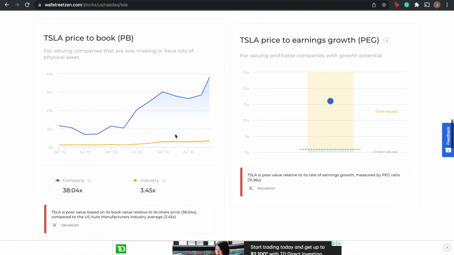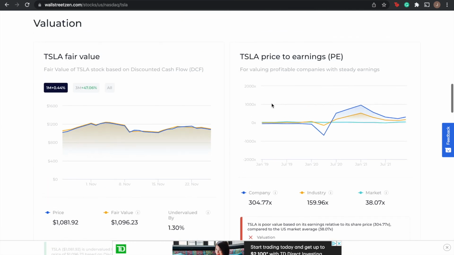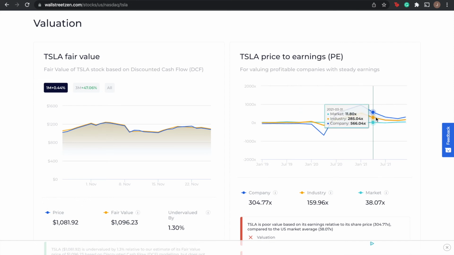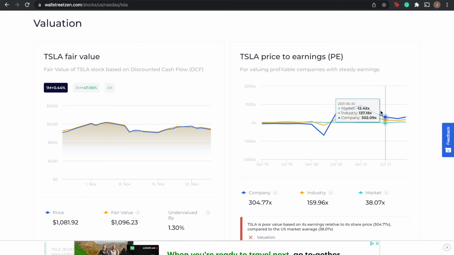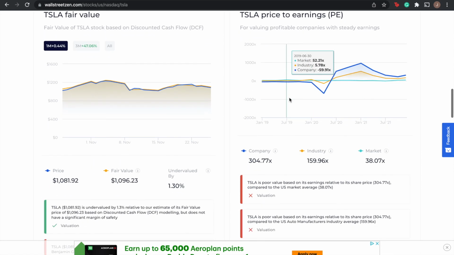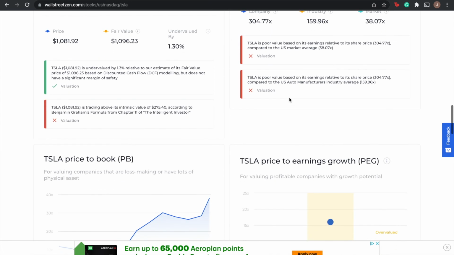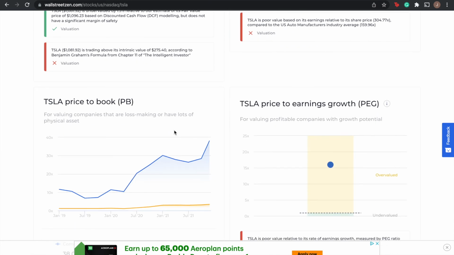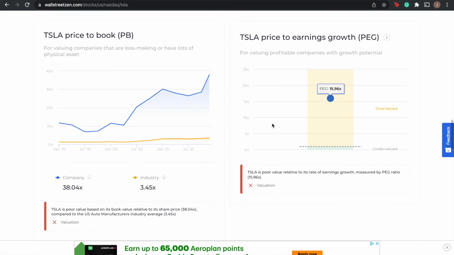So if we scroll down here a little bit farther, you can see their price to earnings. Now, compared to the industry and compared to the market, it just blows it away. And like we were talking before, this is primarily because investors expect high growth rates. Or some investors may think that this also means that it's overvalued. Also, just to kind of finish off on Wall Street Zen here, you can see all the other good information it has. Price to earnings growth.